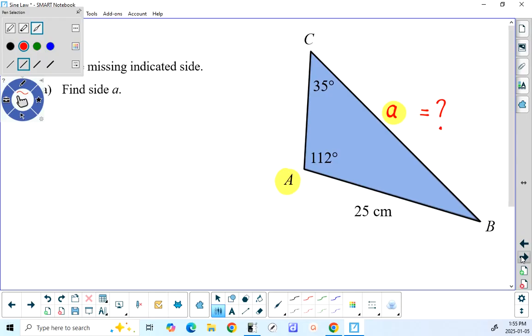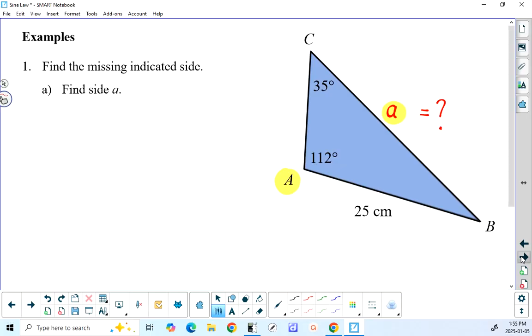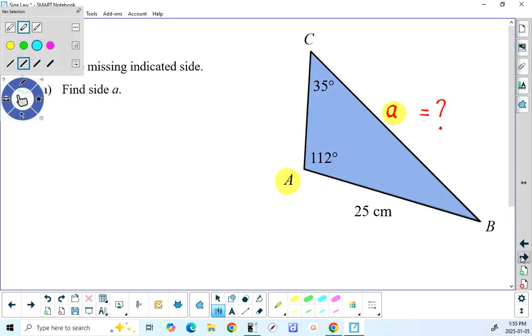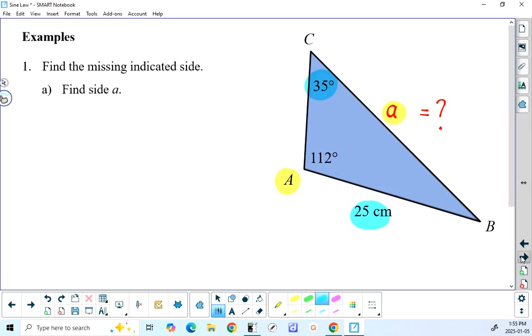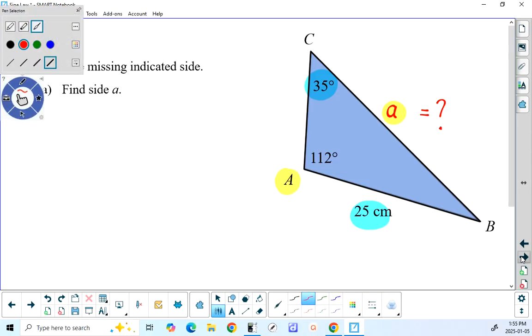The only way you can use the sine law, and I'm not going to go into really deep detail about why this is the case, you will discover, the more of these that you do, why this works this way. The only way for you to use the sine law is if you know a pair that are across from each other. So, I mean, if you like, you can call that 35 degrees angle C, and you can call this 25 centimeters side c.